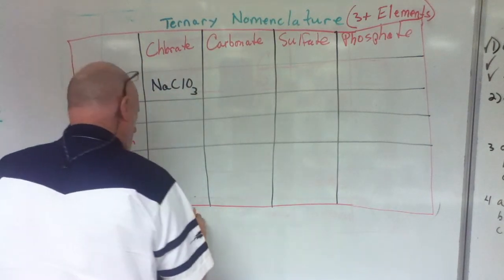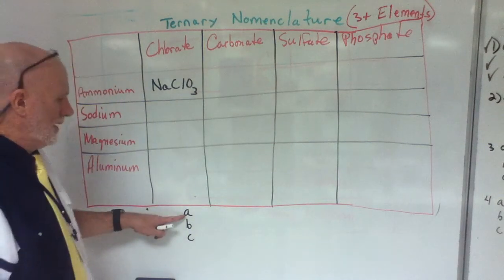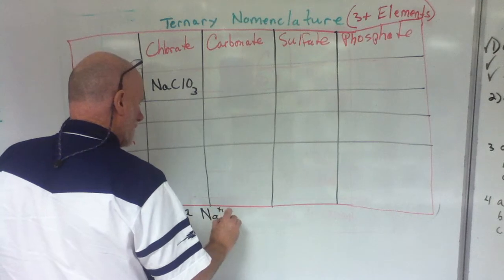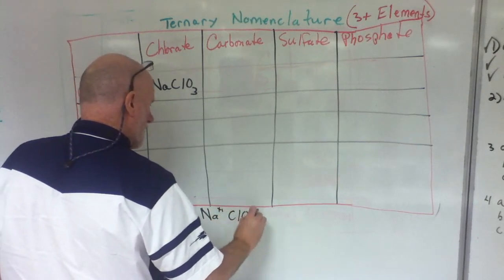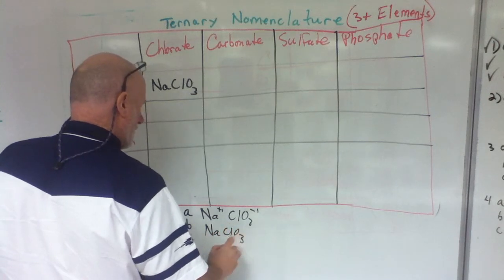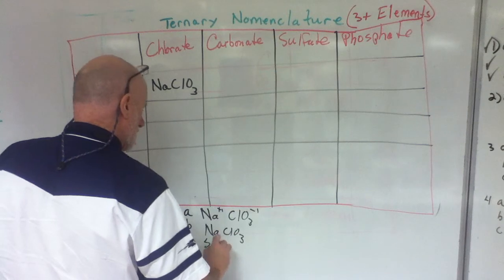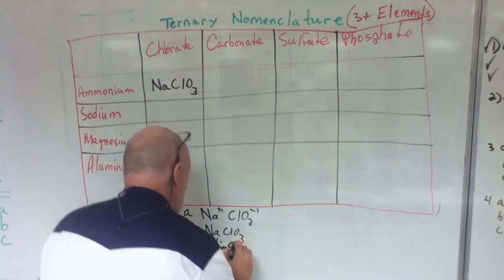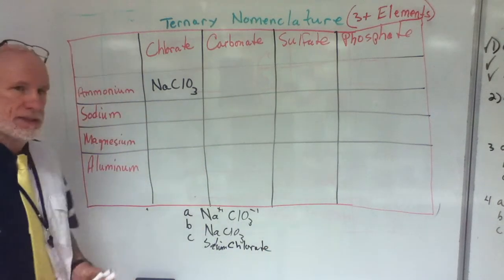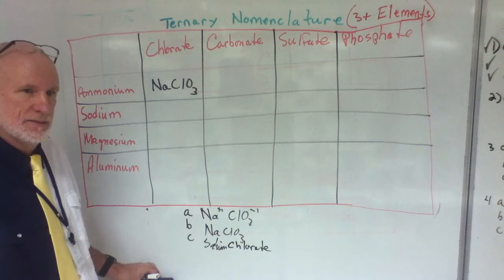See that? So you'd say Na plus 1, ClO3 minus 1, NaClO3, sodium chlorate. Easy? You get it? Yes or no? Yes? William?